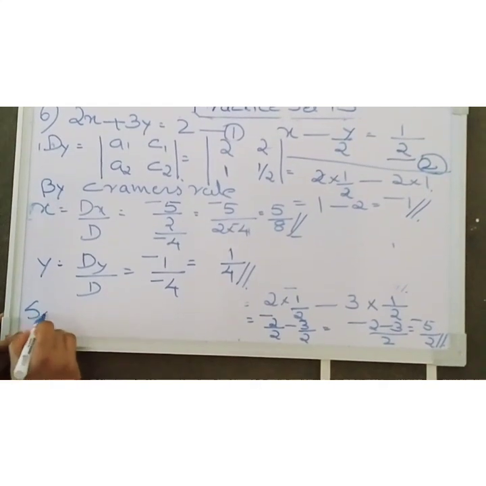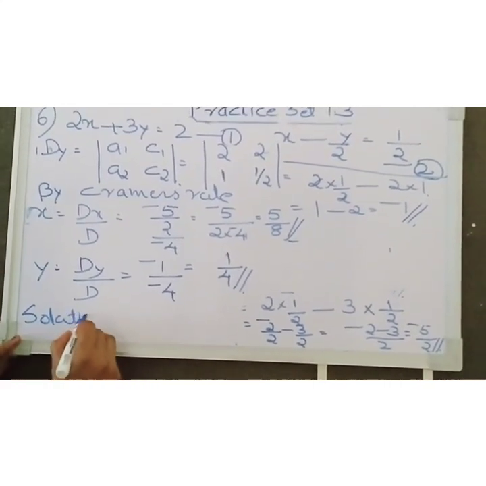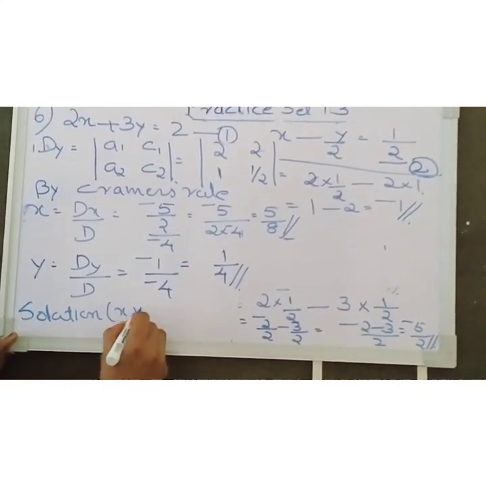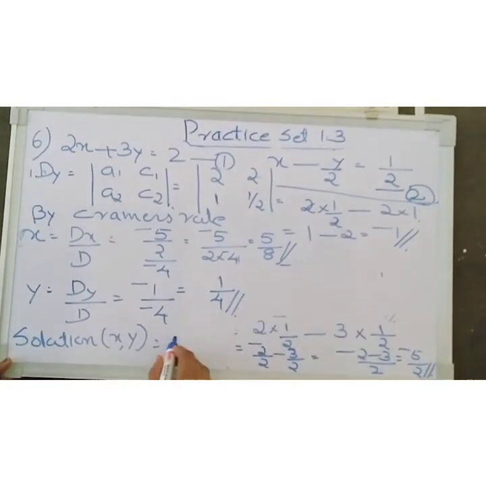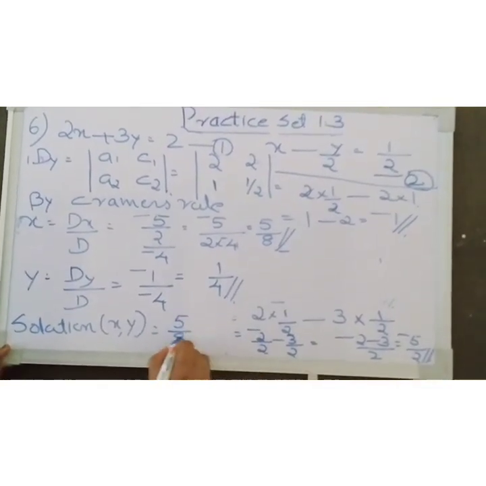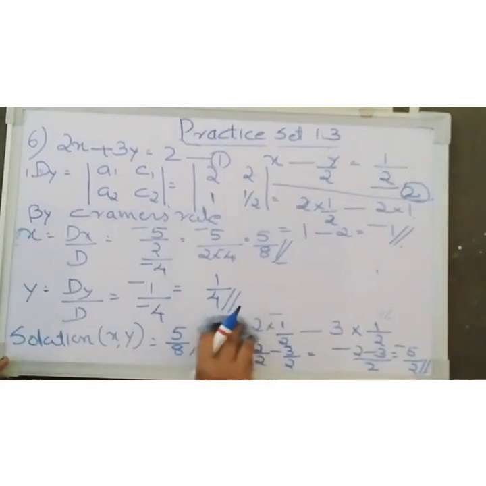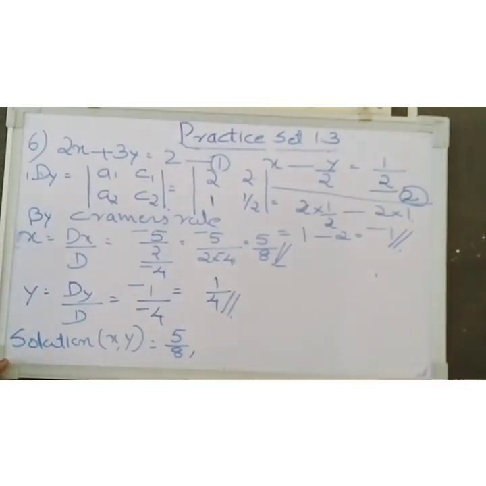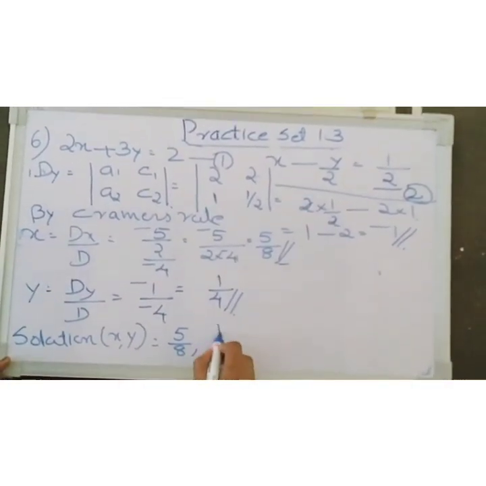Therefore the solution of the equation is x is equal to 5 upon 8 and y is 1 upon 4.